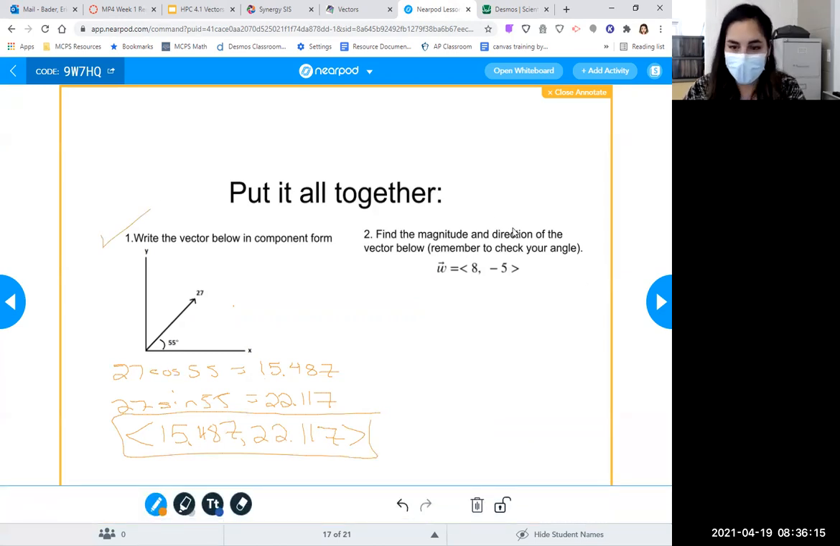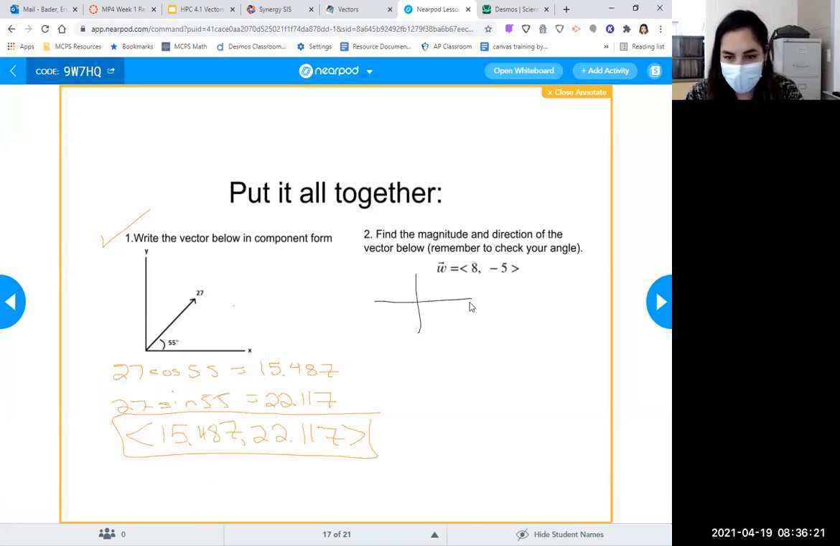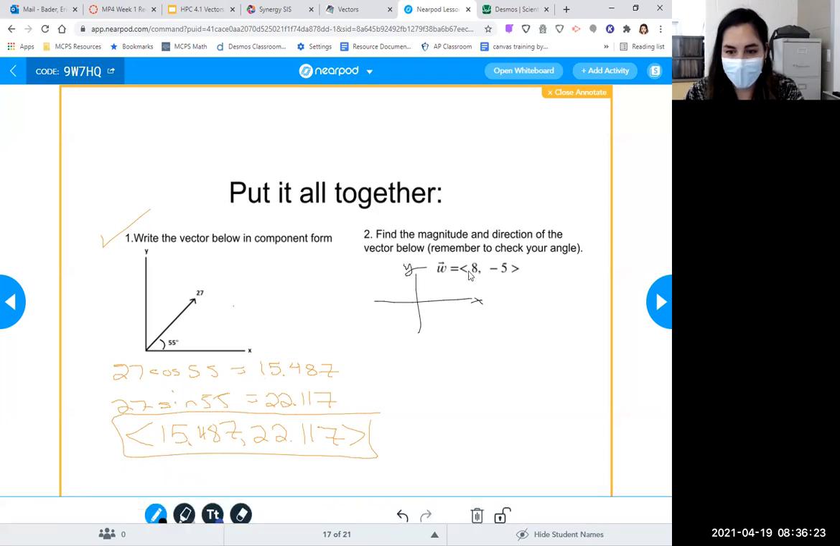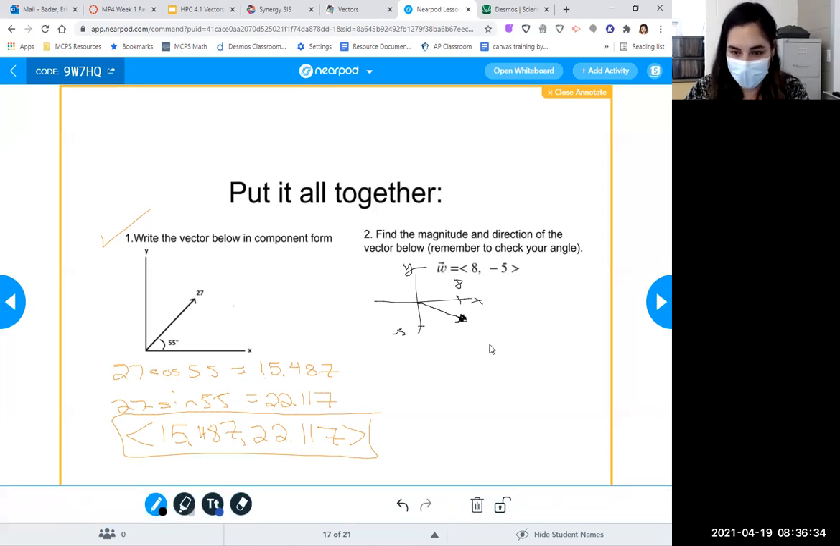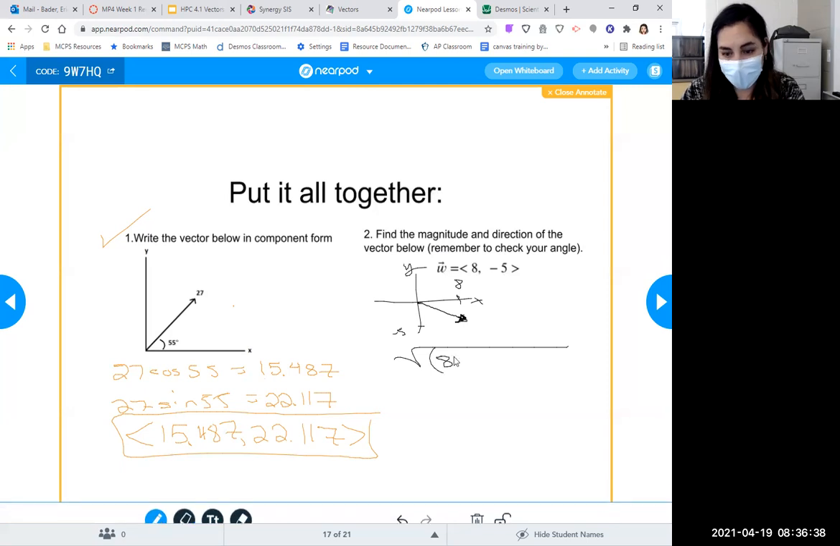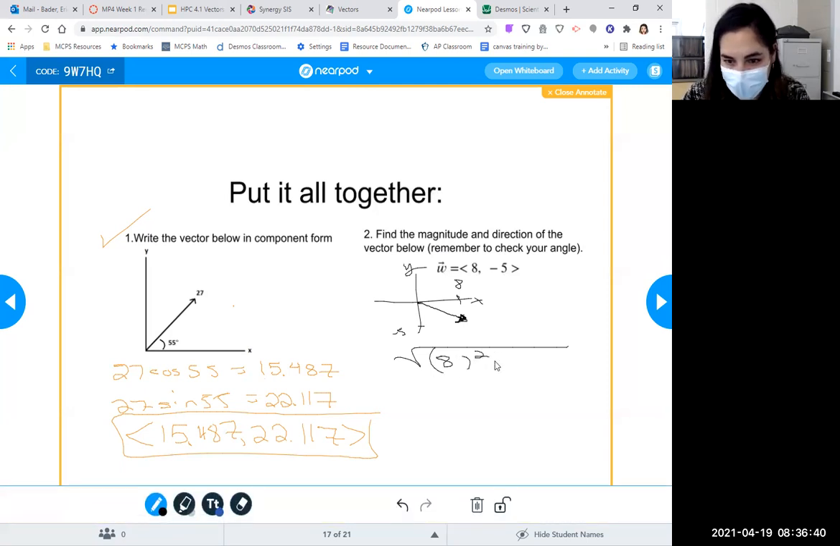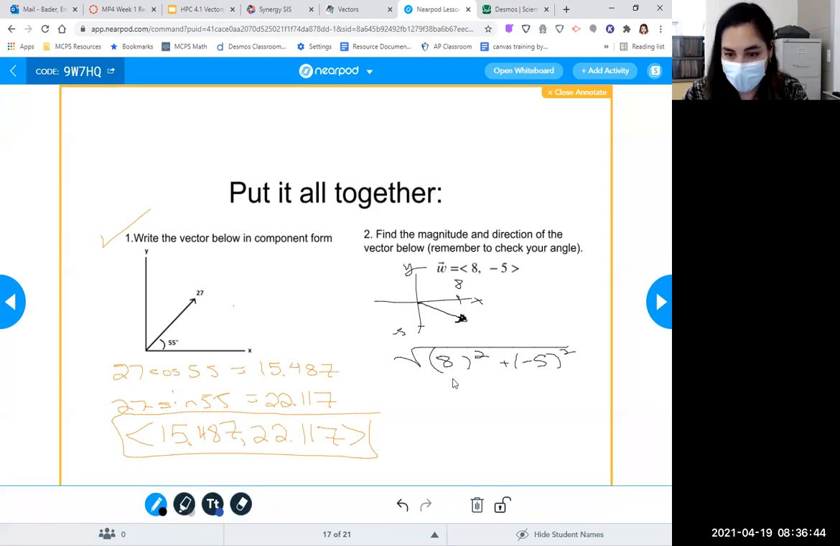Okay, now find the magnitude and direction of the vector below. Remember to check your angle. Okay, so we've got a vector. Here's our XY coordinate plane, and it's at 8, -5. So our vector is right here. All right, so the magnitude should be the square root of 8 minus 0, but I'm just going to leave it as 8 squared plus quantity -5 squared.